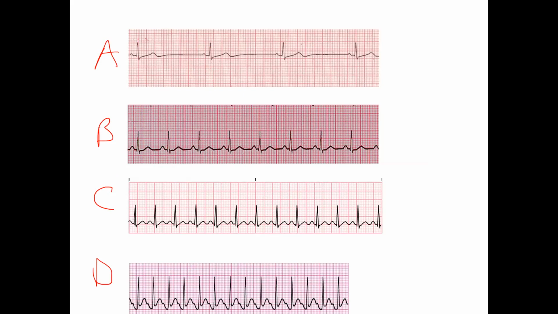So A has a very slow heart rate. Like if you did the 300, 150, 100, 75, 60, 50, 47, 43, you're down below 40 here. So this is less than 40 beats per minute, supine. So this is the supine one. Everybody see that? Now, why is it so slow?